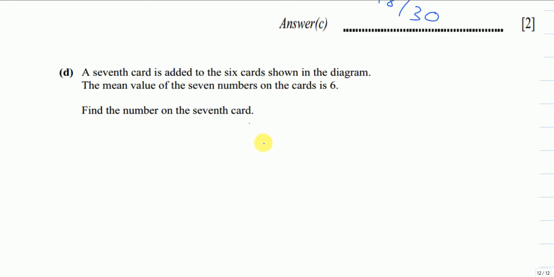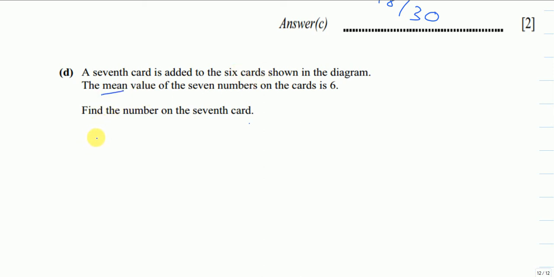A 7th card is added to the 6 cards shown in the diagram. The mean value of the 7 numbers on the cards is 6. Find the number on the 7th card. Now, if you know the formula of the mean, it should be really simple.